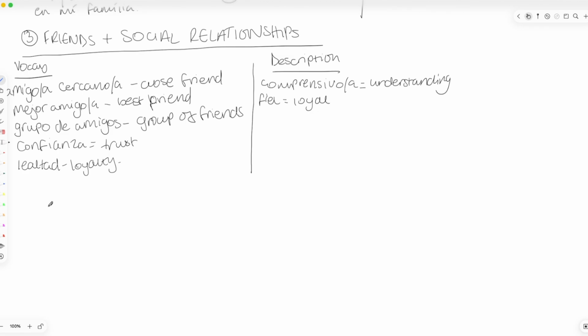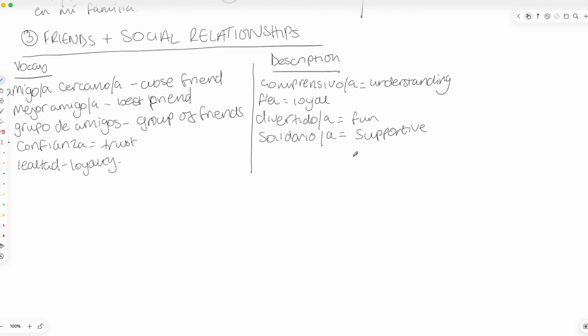You could say divertido, which again we had up in our own descriptions. Divertido, divertida. Fun or funny. Solidario is a good one. Solidario, solidaria. Supportive. Nice little vocab there.